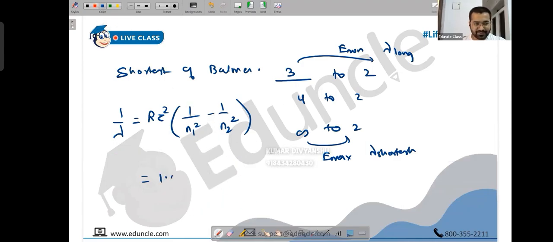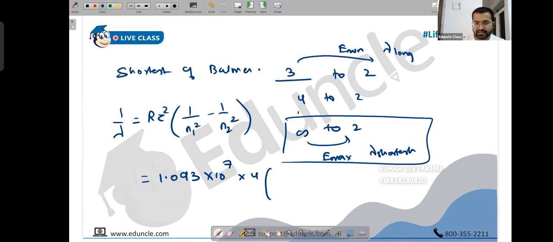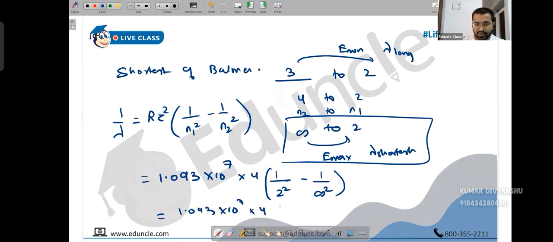So R, we know it is 1.093 into 10 raised to 7. Z square, Z is 2, square, that is 4. You are going from n2 to n1. Always remember, I want to work on shortest now. This is n2 to n1. Understand? So 1 upon n1 square, that's 1 upon 2 square. 1 upon n2 square, that's 1 upon infinity square. Okay, so you have got 1.093 into 10 raised to 7 into 4, 1 upon 2 square is 1 by 4. Anything upon infinity is 0. 4 gets cancelled. So lambda is the inverse of Rydberg's constant in this particular case. It is 1 upon 1.093 into 10 raised to 7.